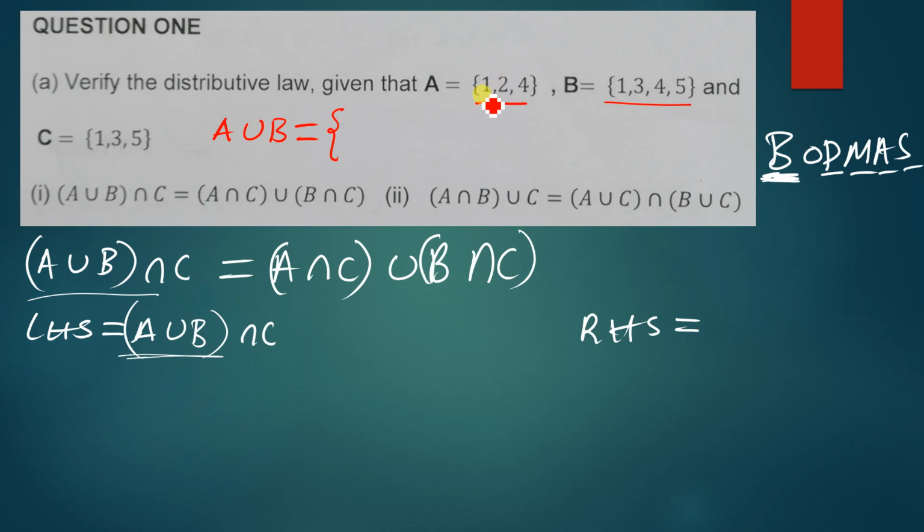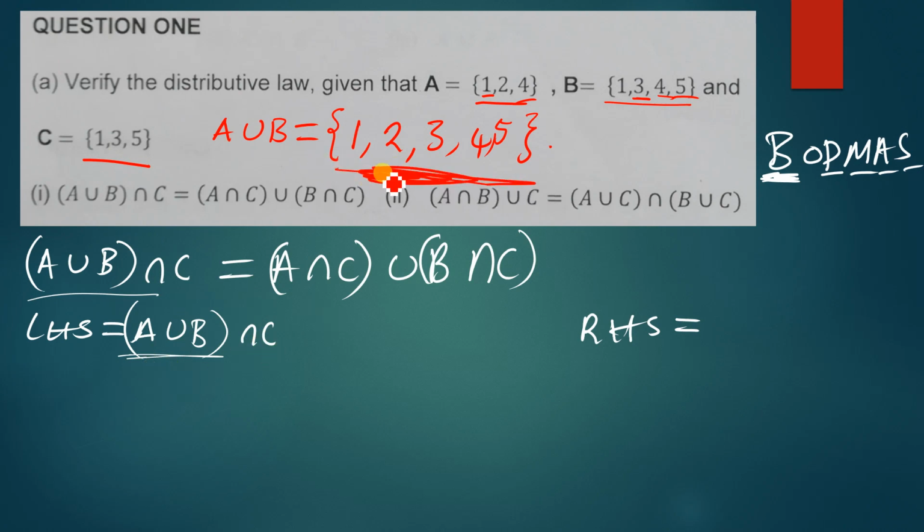So the first number that we have there is 1, and then we have 2. Then do we have 3 there? Yes. So we write 3. Then do we have 4? Yes, we have 4. So 4 is appearing 2 times, so we write it once, and then we also have 5. So this is our A union B. And then C has been given to be 1, 3, 5. So now our A union B has been found to be this.